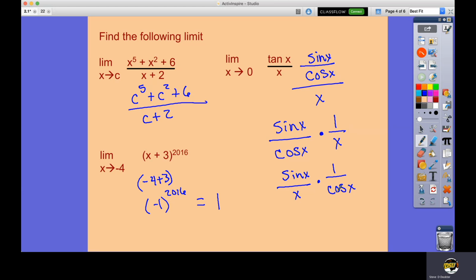Now, this only works when x is approaching 0, but the limit as x approaches 0 of sine x over x is 1. All right, so that's a rule that you're just going to have to get memorized. Sine x over x equals 1. Same thing as x over sine of x also equals 1. And that's why I rearranged the order down here.